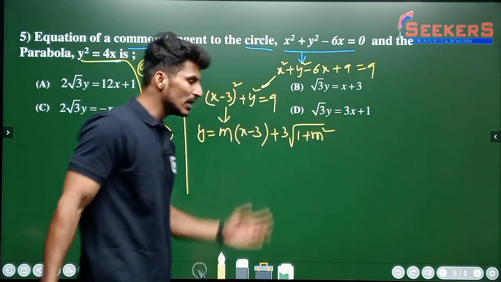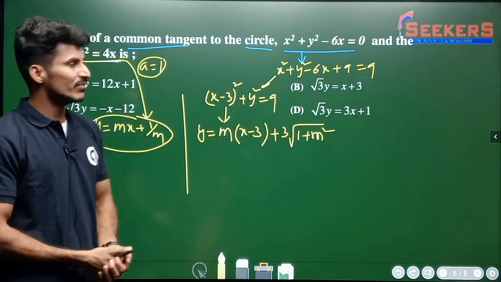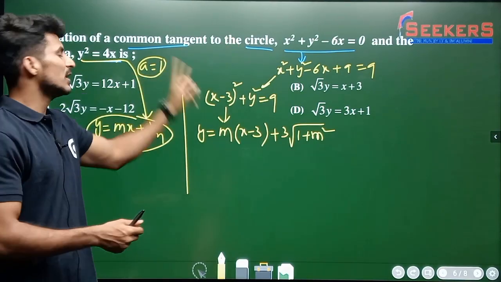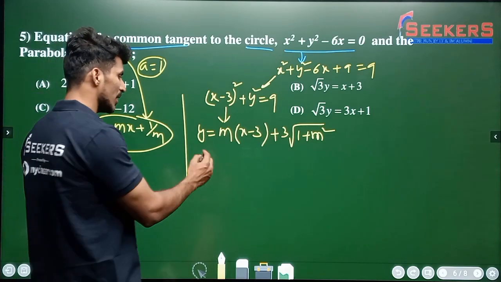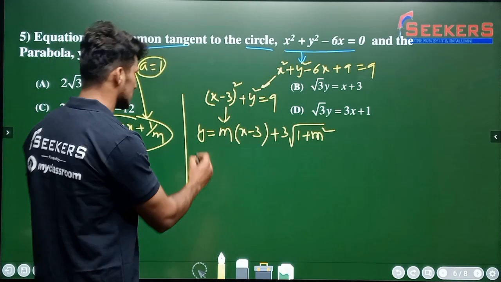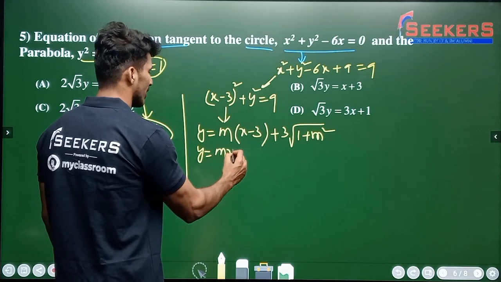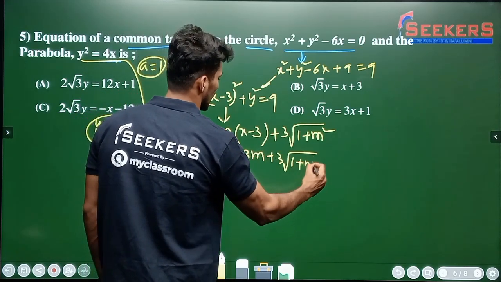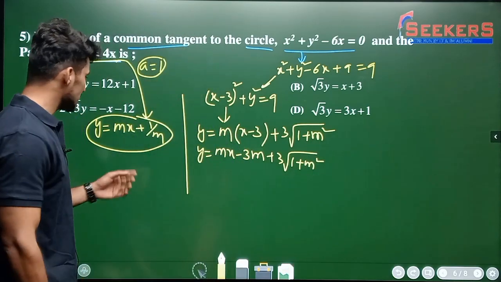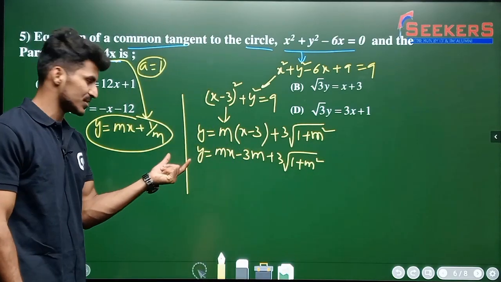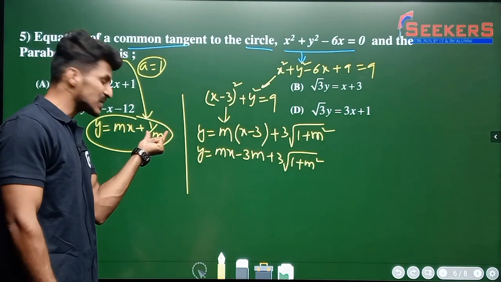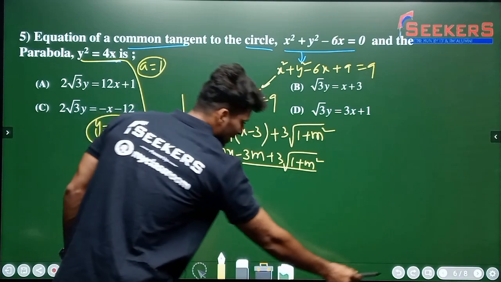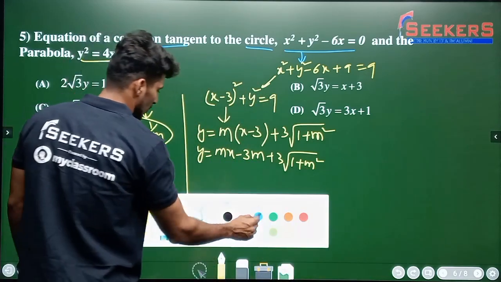Alright. Let us compare these two values and find the m value, so that you will get the equation of the common tangent with respect to the circle and parabola. Cool. So for finding that, I'll just try to simplify this. y is equal to mx minus 3m plus 3 into the square root of 1 plus m square. See, let us compare both sides. y is equal to mx is common in both of the equations. So let us try to compare the constant terms. Alright, so let us compare the constants.